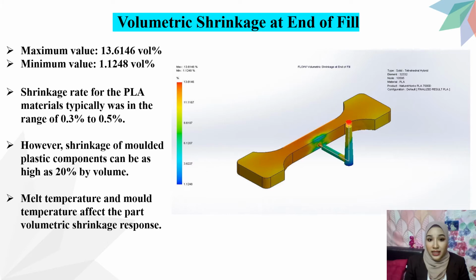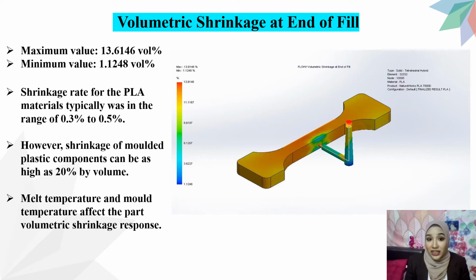High shrinkage rates will occur in thick sections of plastic parts that do not undergo a sufficient packing stage during the molding process. The shrinkage rate for the PLA materials typically was in the range of 0.3% to 0.5%. However, when evaluated at the processing temperature and the ambient temperature, shrinkage of molded plastic components can be as high as 20% by volume. This indicates that the volumetric shrinkage obtained was still in the range.